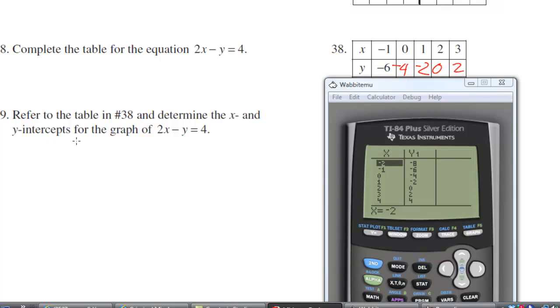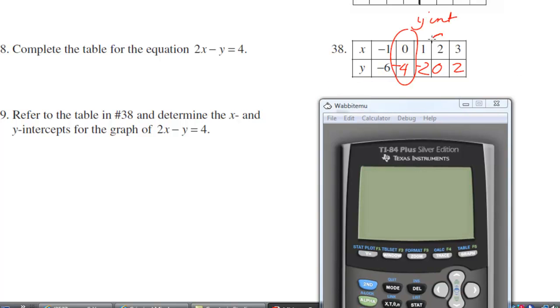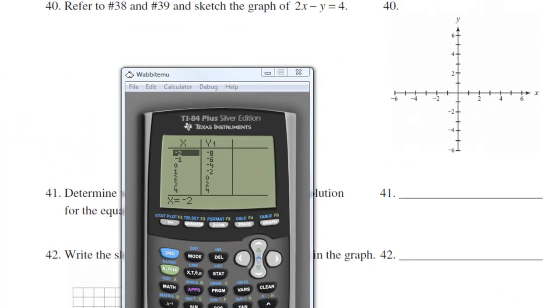Now the next problem wants us to determine the x and y-intercepts for the graph. And looking at the table, as you know, the y-intercept is the point where x is 0. And the x-intercept is the point where y is 0. So let's circle those two. We're going to use that to help us graph our line in the next problem.